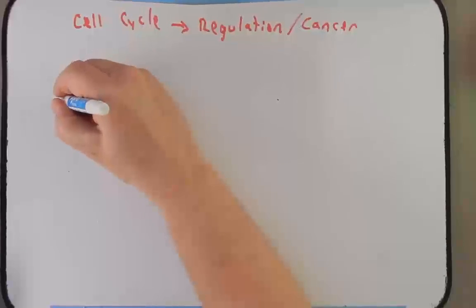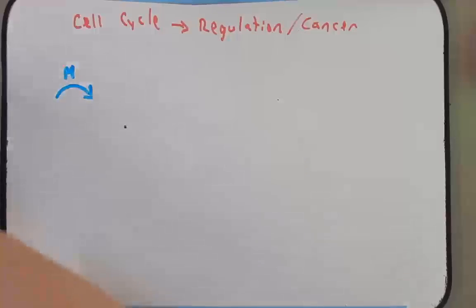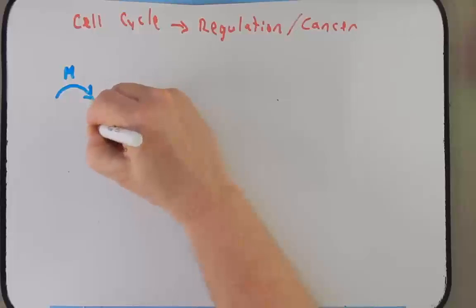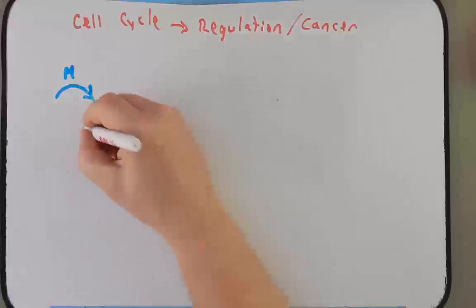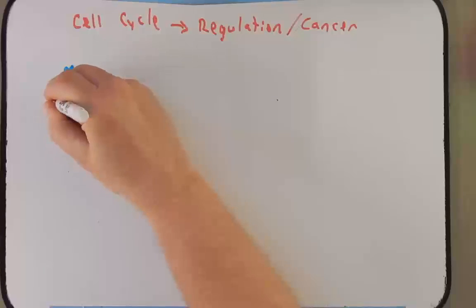As we get started, I want to remind you we have our cell cycle here with the M phase. Once those two new cells are produced, it will enter G1 phase, and then S phase where the DNA is copied, and then close with G2 phase.